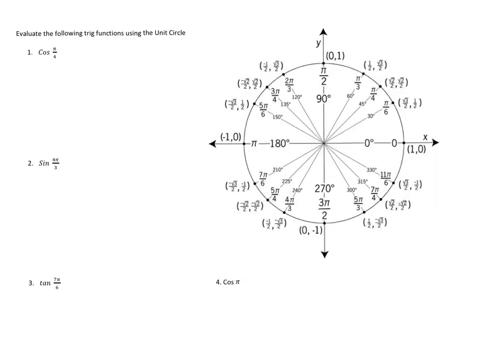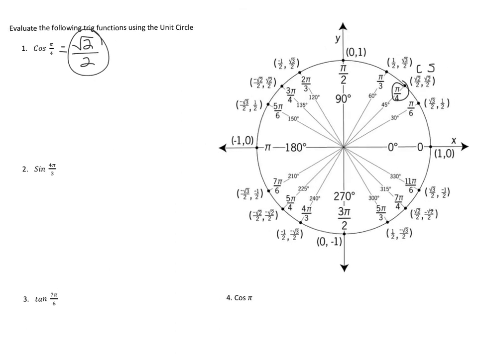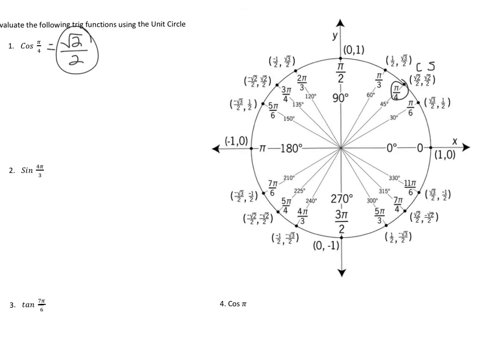Okay, so here we are. Let's dive in. Let's start with number 1, the cosine of pi over 4. Using the unit circle, let's go find pi over 4, which is right here. And they're asking for the cosine. Remember, for each of the points, the first one represents cosine, the second is sine. So the cosine of pi over 4 is the square root of 2 over 2. So let's write square root of 2 over 2. And that's my answer. I'm going to zoom in just a little bit to make it easier to see.